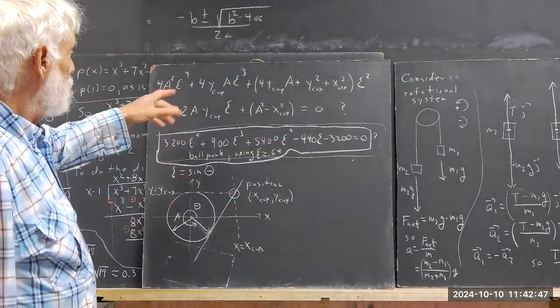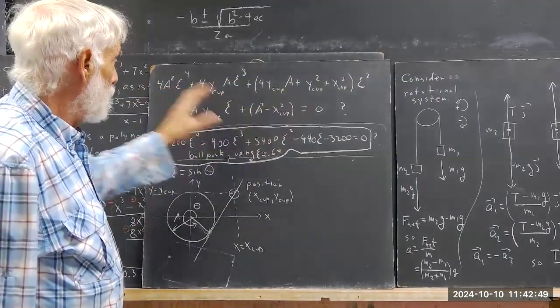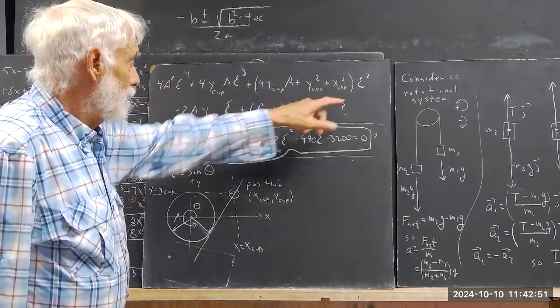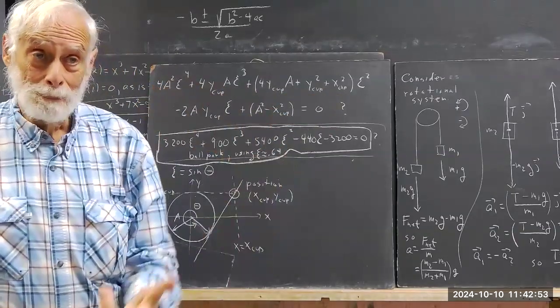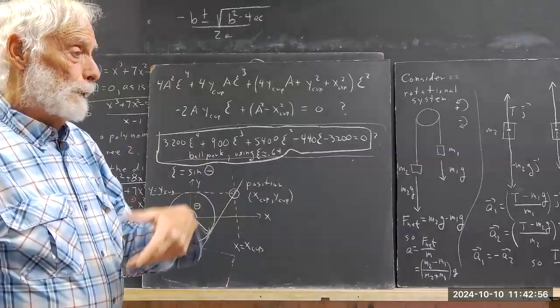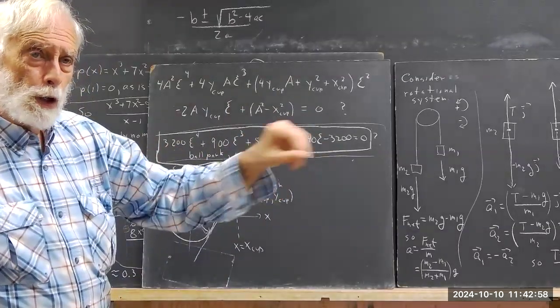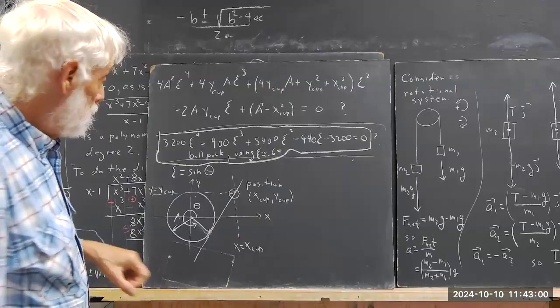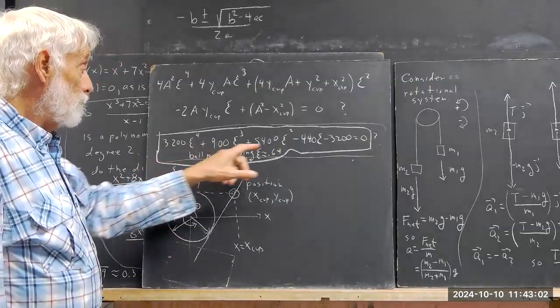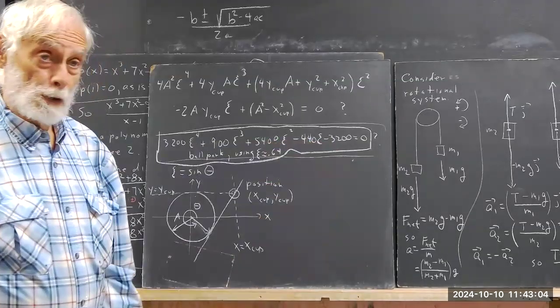Well, if you plug in A, y cup, and x cup, everything but xi becomes numbers. For the prediction I made, or I thought the thing might have been, the numbers came out like this. So I had this polynomial.